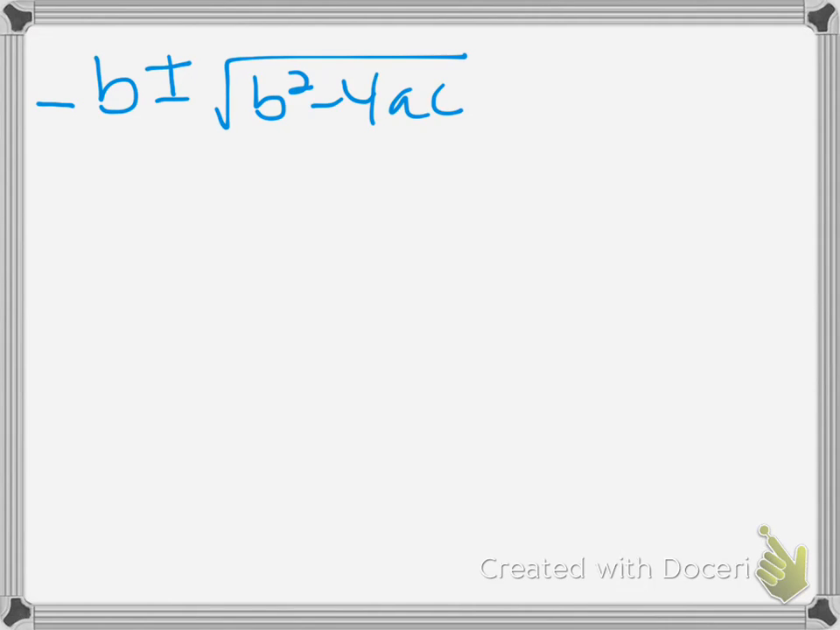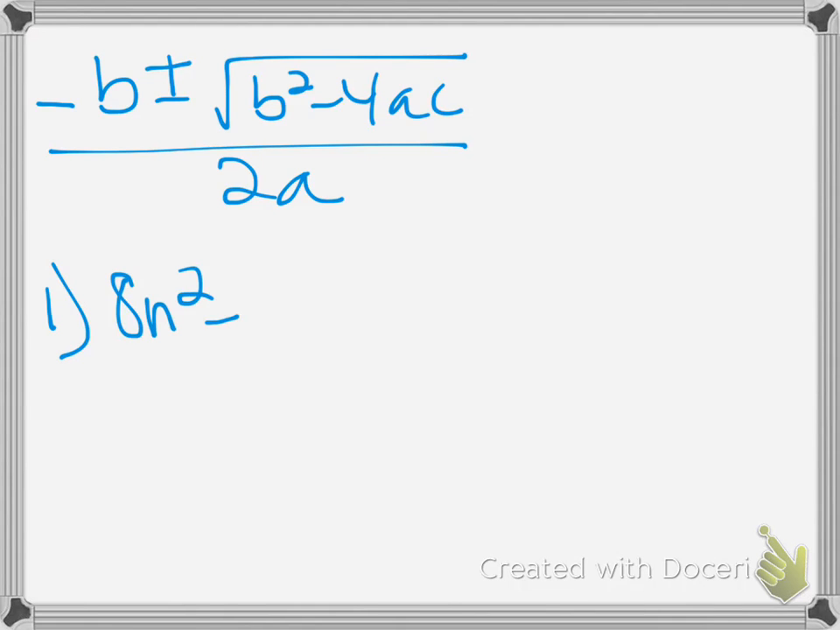So just to review, the quadratic formula is the opposite of b, plus or minus the square root of b squared minus 4ac, all over 2a. You guys would probably really enjoy using the calculator for this. It does go a little bit quicker. And so let's take a peek at our number 1.